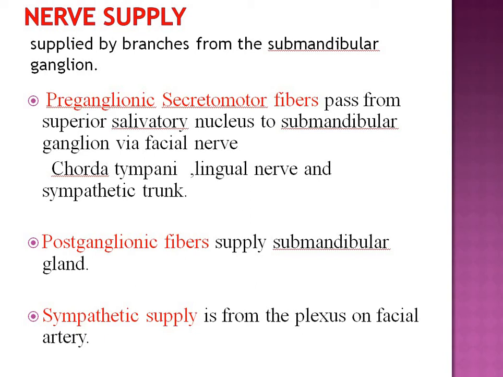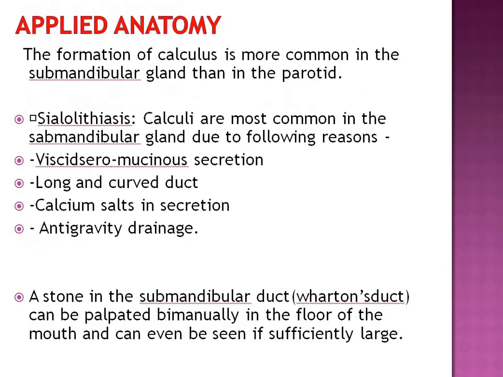Now the nerve supply. The preganglionic secretomotor fibers pass from the superior salivary nucleus to the submandibular ganglion via the facial nerve, the chorda tympani, and the lingual nerve. The postganglionic fibers supply the submandibular gland, and the sympathetic supply is from the plexus on the facial artery.